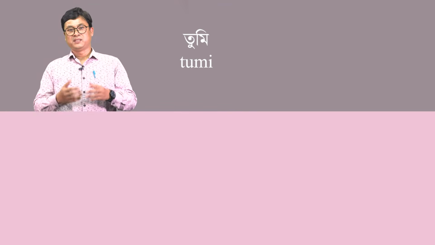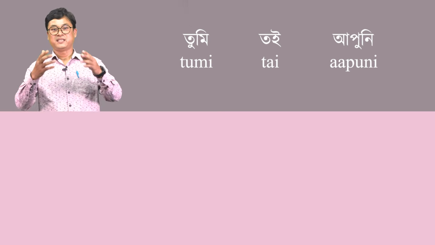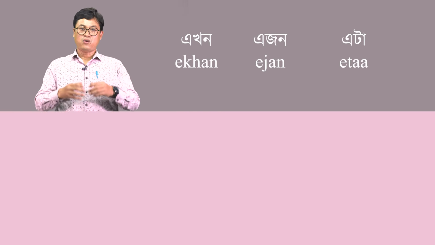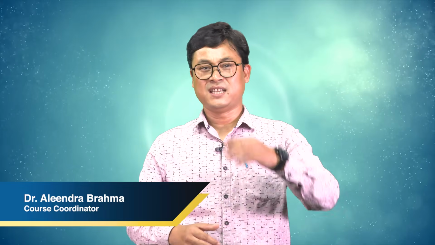So dear learners, in this class we have learned to make words, phrases, and simple sentences using all the letters in the Assamese alphabet. Moreover, we have come across words such as tumi, toy, and apuni, which mean the same, you, and ekhon, ejon, and eta, all of which mean one. They have different kinds of uses in the language depending on different environments where they occur. We will discuss and learn the appropriate uses of these words in another class.